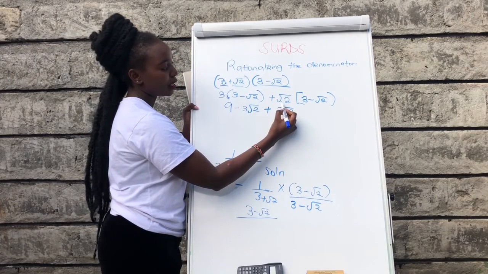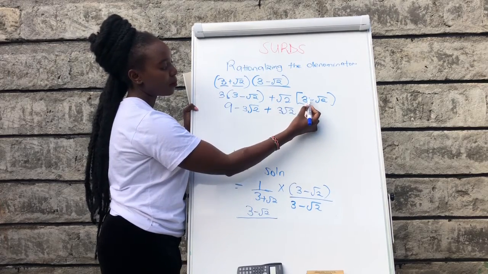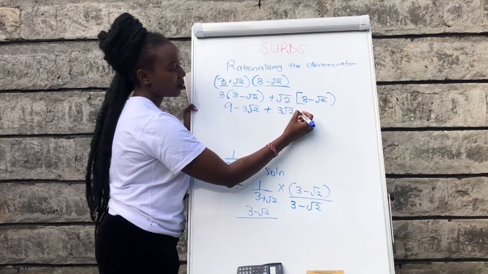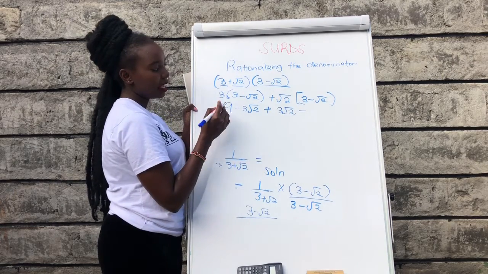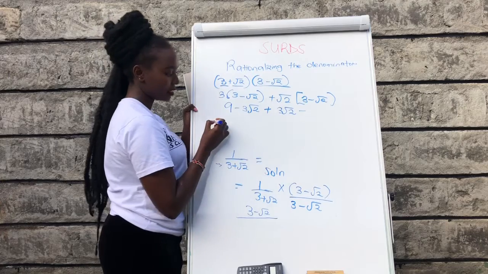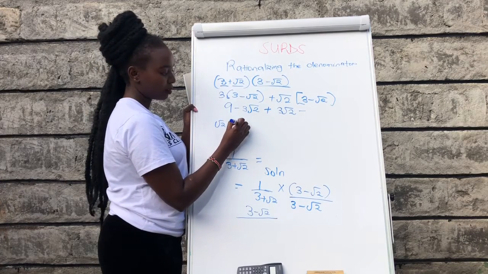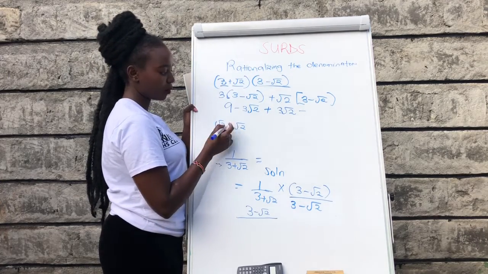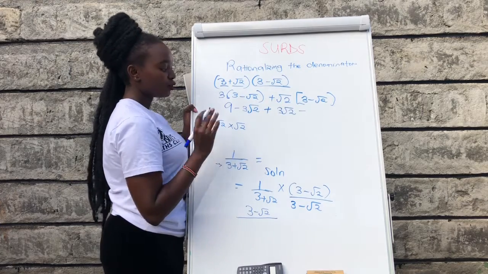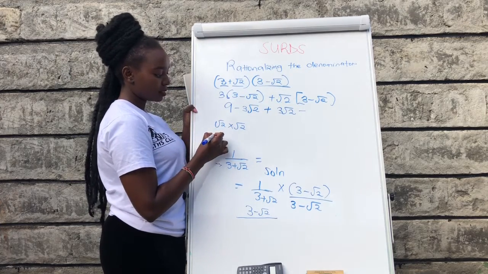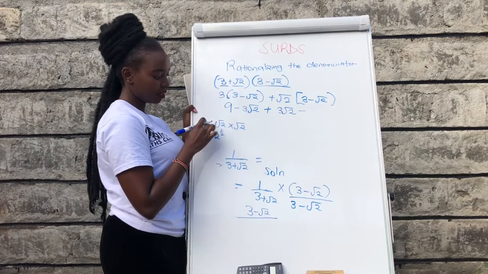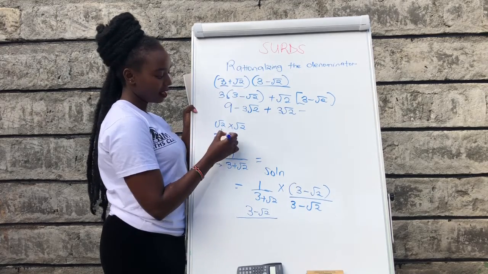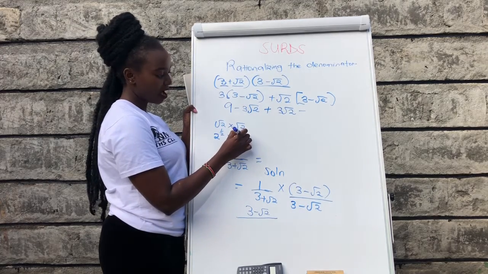Then root 2 times minus root 2, positive and minus becomes a negative sign. And remember, when working this out, that is root 2 minus root 2. No, we multiply because we're opening the brackets. So what you need to do, this is the same as 2 raised to a half. Root 2 is the same as 2 raised to a half times 2 raised to a half.